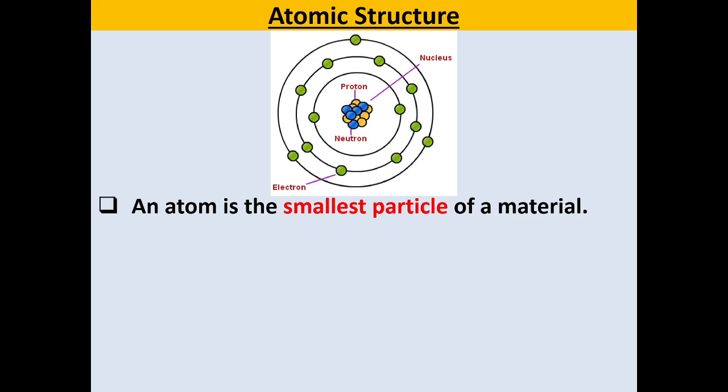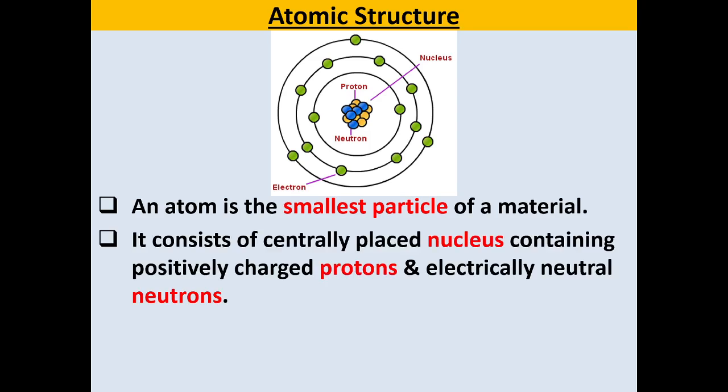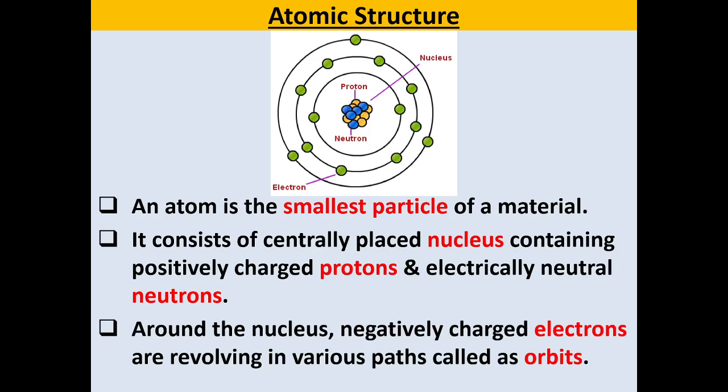So we know that an atom is the smallest particle of a material. It consists of a centrally placed nucleus. The nucleus contains positively charged protons and neutrons, which are electrically neutral. And around this nucleus, negatively charged electrons are revolving in various paths. We call these paths orbits.